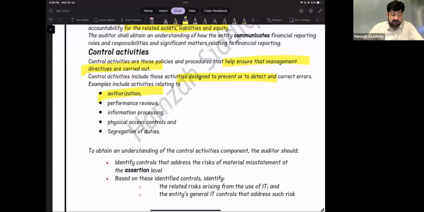You cannot do that. Second point is you go for physical access control. Not everyone can enter the cash department. Not everyone can enter the stores. Physical access. Not everyone can enter the server room. Physical access is segregation of duties.